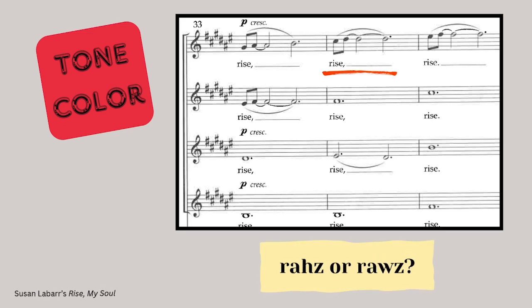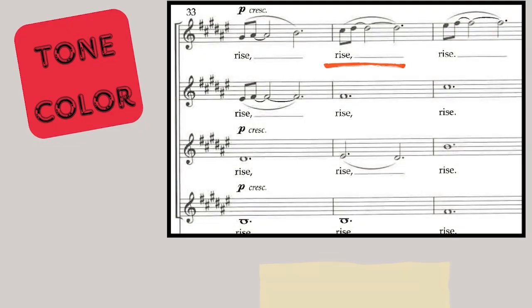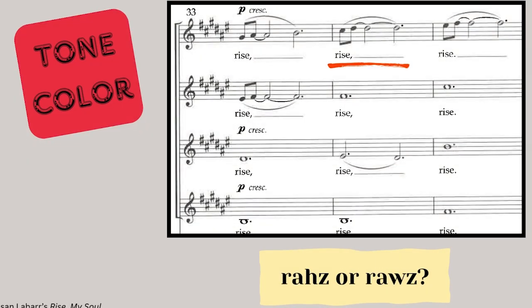Strangely enough, the next thing we go to is tone color. This is an example from Susan LaBar's Rise My Soul, and there are a million trillion rises in this song. So this would give you a great chance to work on this particular concept with your singers. We have the word rise, which is a diphthong, but in looking at this example, you can see that it is also impacted by range, for those higher voices in particular.